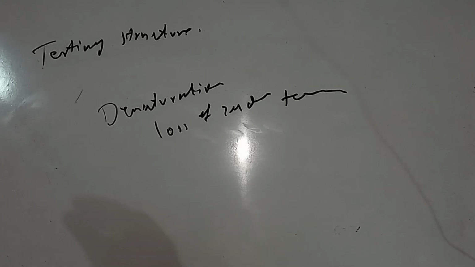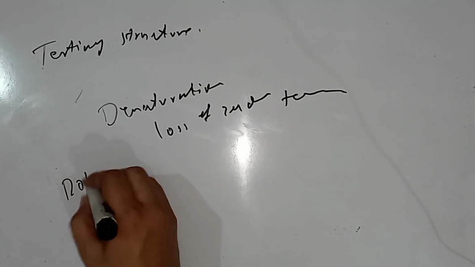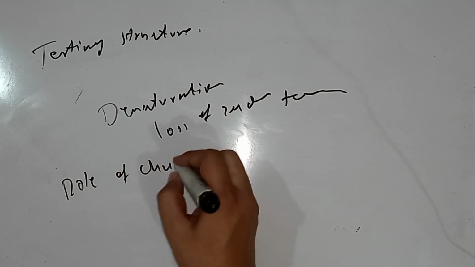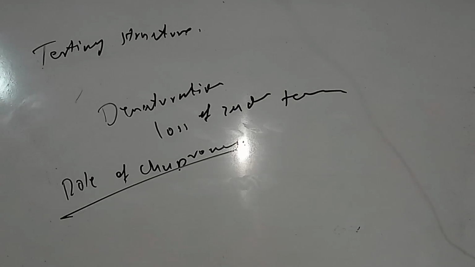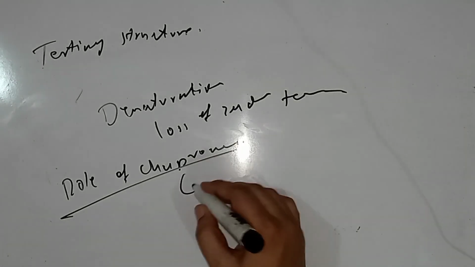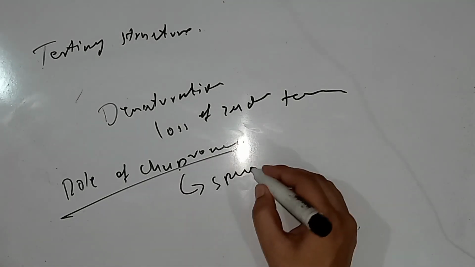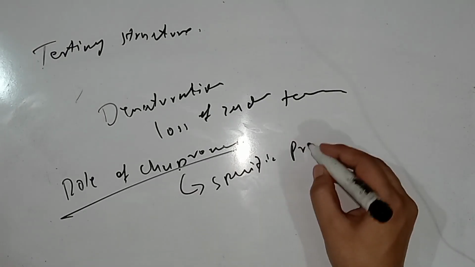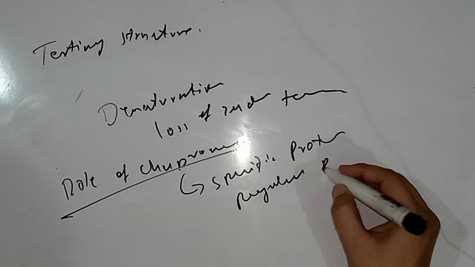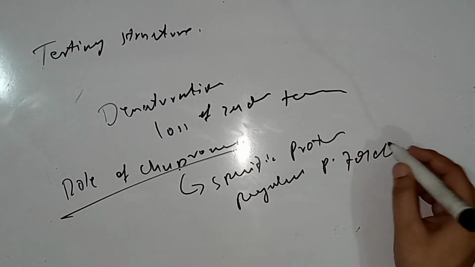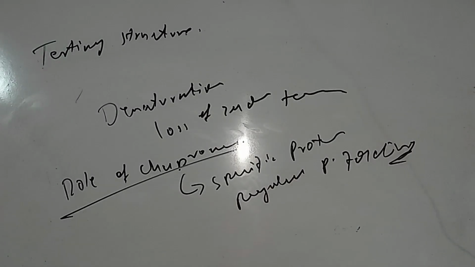Next we move on to discussing the role of chaperones in determining the structure of proteins. So what are chaperones? Chaperones basically are specific proteins which regulate protein folding. These are also called heat shock proteins.